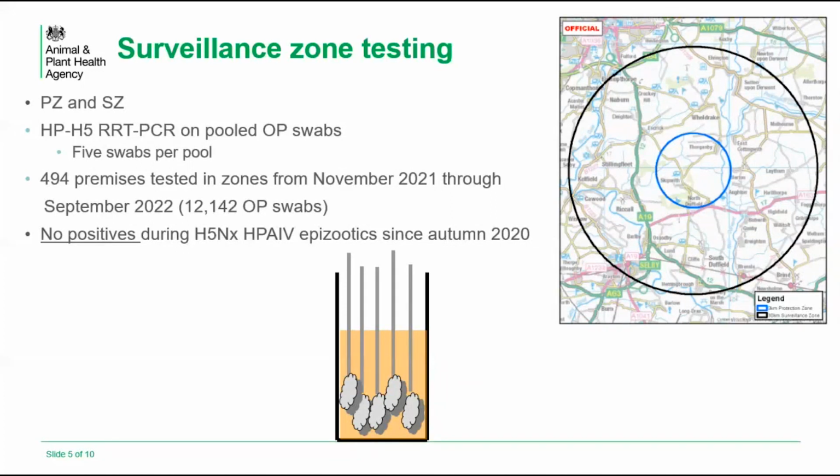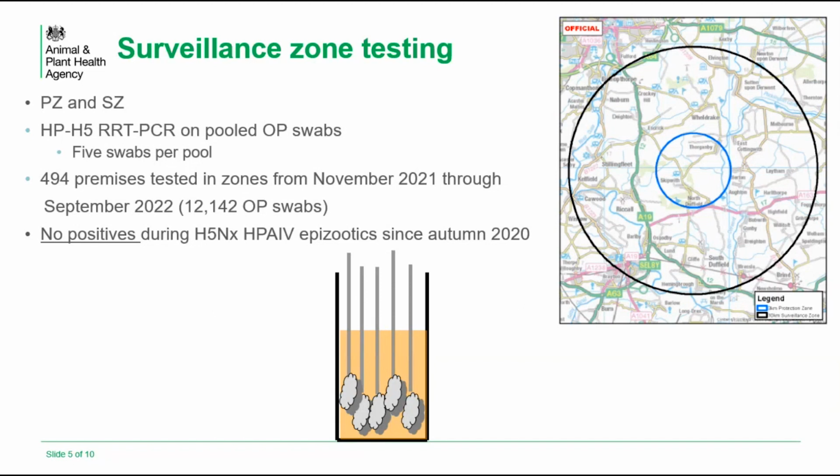Thank you, Marek. So I'd like to go into a bit more detail about each of the surveillance strands. Most of you will be familiar with the surveillance zone testing, where you have your IP, and then you set up your detection and surveillance zones around the IP. For the actual testing of samples, we receive oropharyngeal swabs, and we use the HiPath H5 detection PCR, which has already been mentioned by Marco and Marek, on pools of 5 swabs.